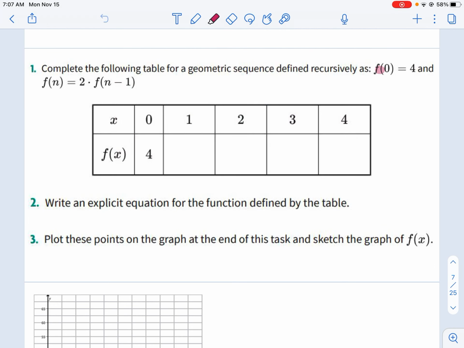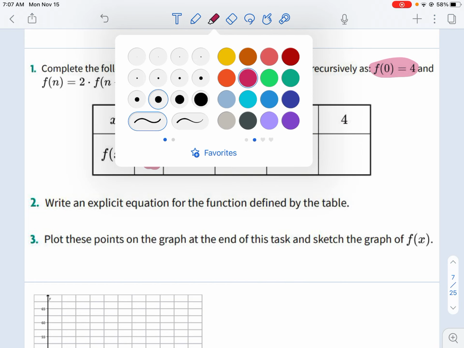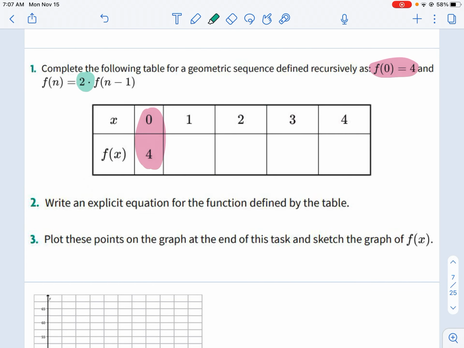So I can start off by simply recognizing that this is my starting value, and my action for this sequence is multiplying by 2. So 4 times 2 is 8, 8 times 2 is 16, 16 times 2 is 32, and 32 times 2 is 64.